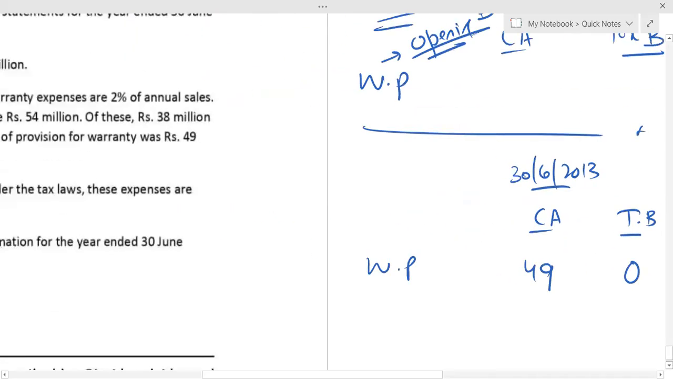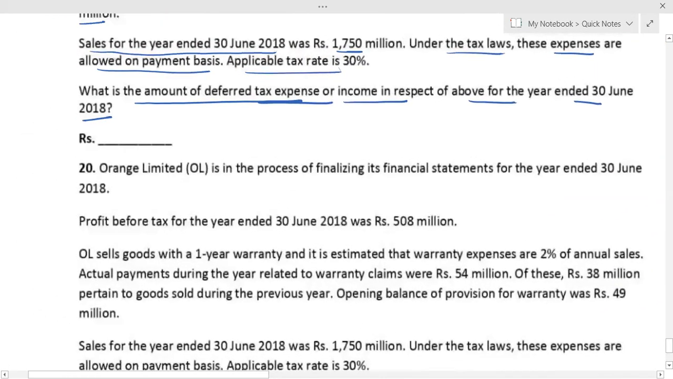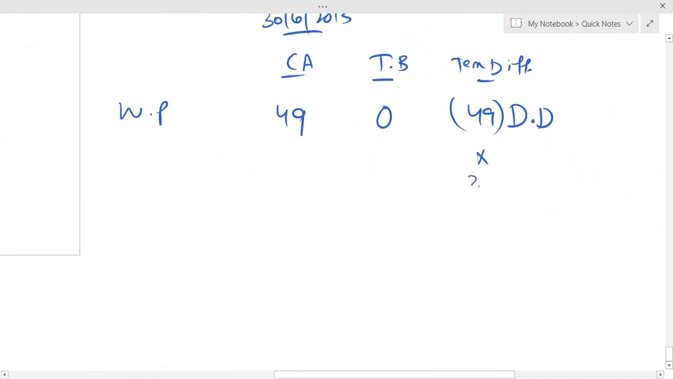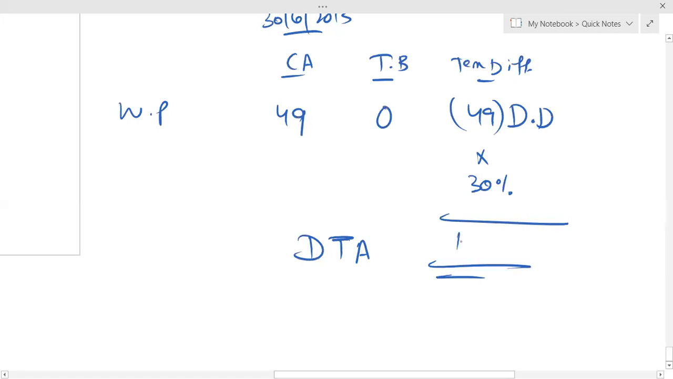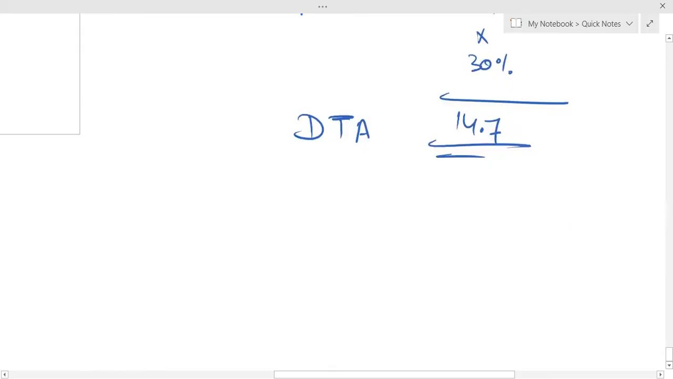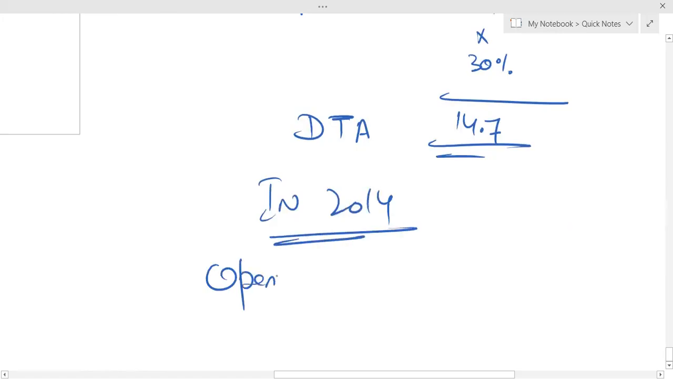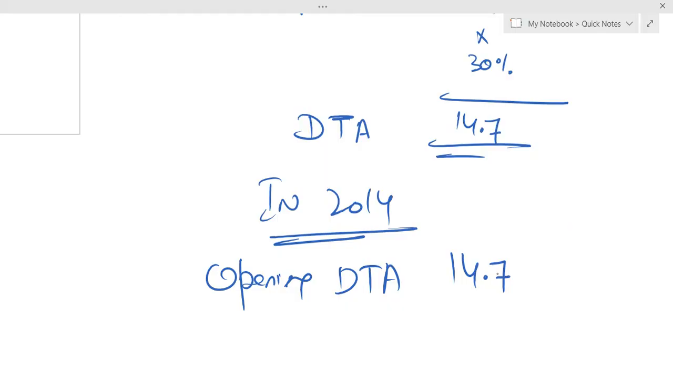Multiply by tax rate. Let's see what the tax rate is. Tax rate is 30%. Deductible temporary difference into tax rate gives you the deferred tax asset. So there's a deferred tax asset of 14.7 million. Now try to understand. In 2014, we have an opening deferred tax asset of 14.7 million. Repeat. In 2014, we have an opening deferred tax asset of 14.7 million.